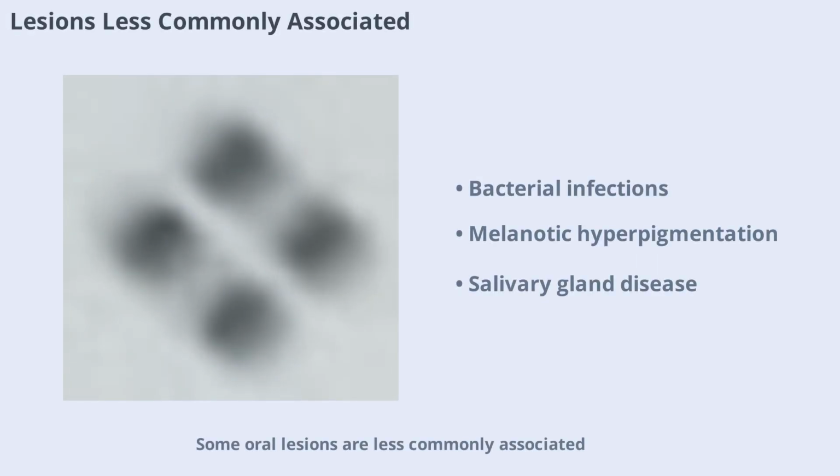Some oral lesions are less commonly associated with HIV infection but still important to recognize. These include bacterial infections like Mycobacterium avium and tuberculosis, melanotic hyperpigmentation, necrotizing stomatitis, salivary gland disease, and thrombocytopenic purpura. Viral infections and non-specific ulcerations may also occur. These conditions can complicate the clinical picture and require careful evaluation.